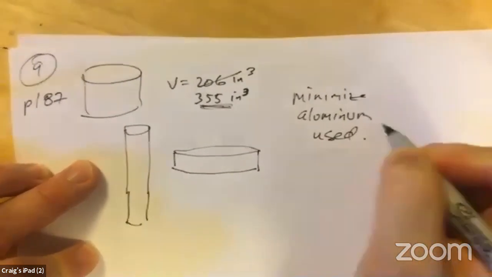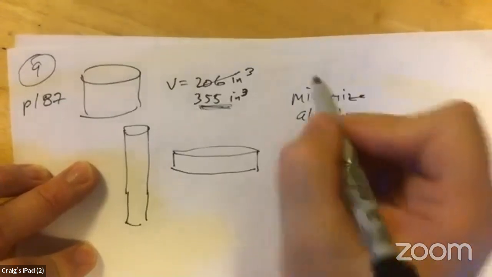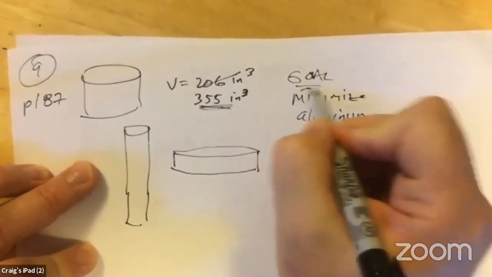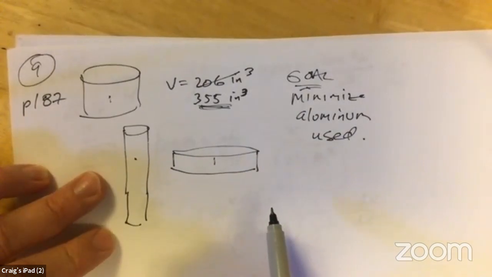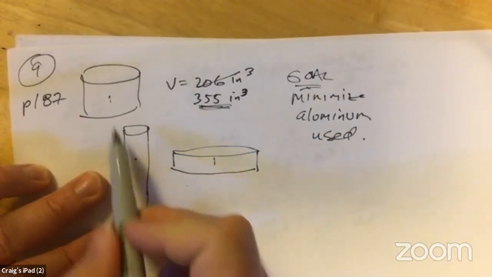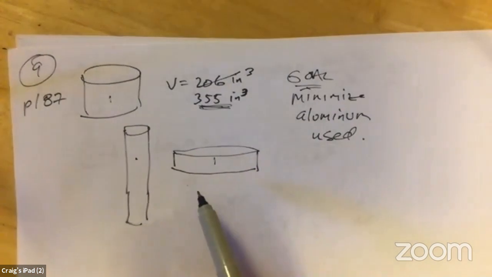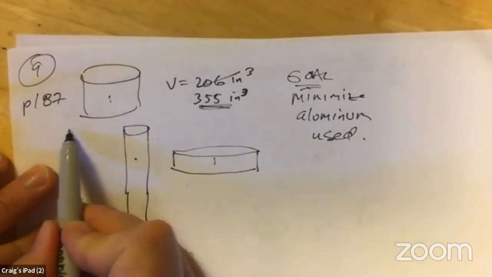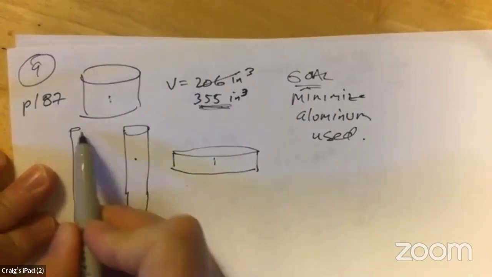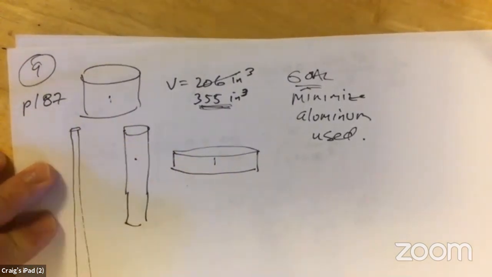Okay, that's our goal here: I want to pick which one of these has less aluminum when I make it. So which one do you think is the smallest amount of aluminum? Well, if I make it too tall and skinny, I could make it even taller and skinnier. I could make this thing infinitely tall if I wanted to.